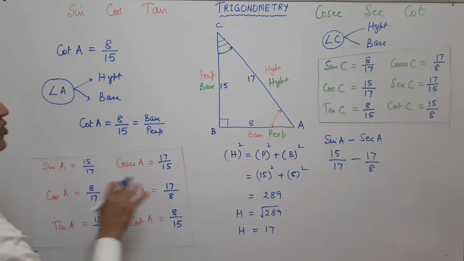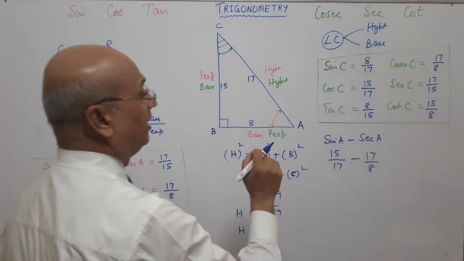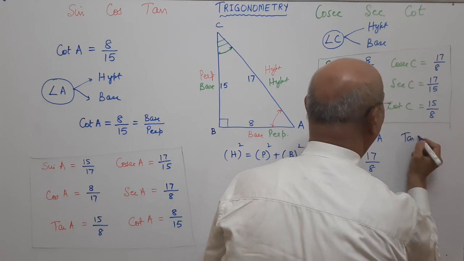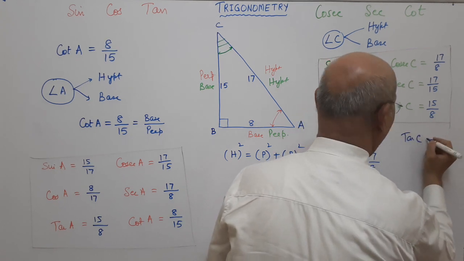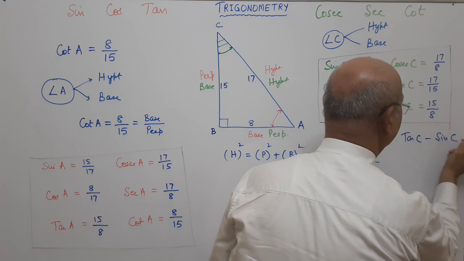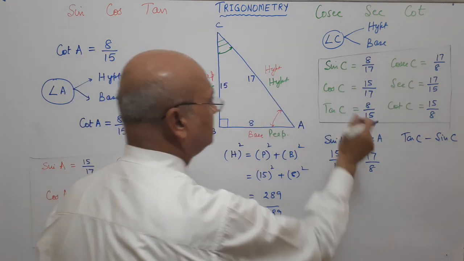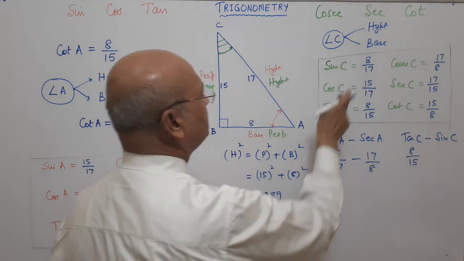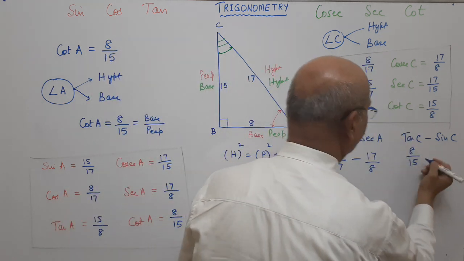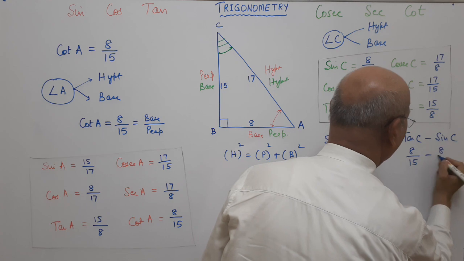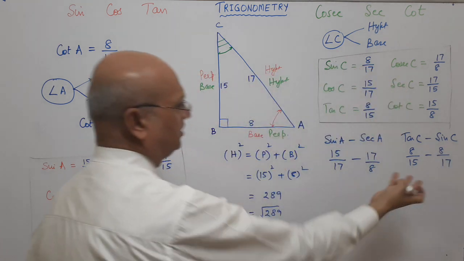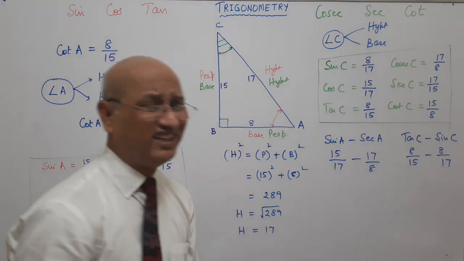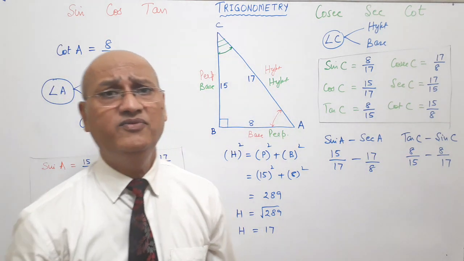Now, you can get from this also. Suppose you have to find the value of tan C minus sin C. So what is tan C here? It is 8 by 15. And what is sin C? It is 8 by 17. You can solve the values of these two fractions by subtracting them. So addition and subtraction, I don't think you will find it difficult.